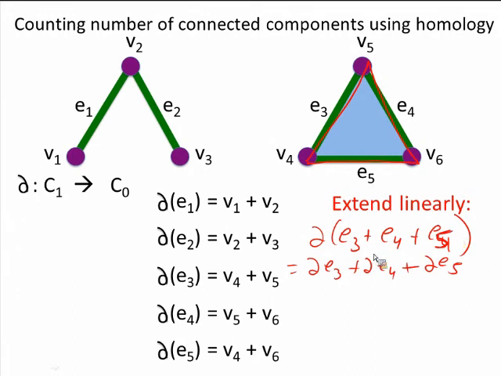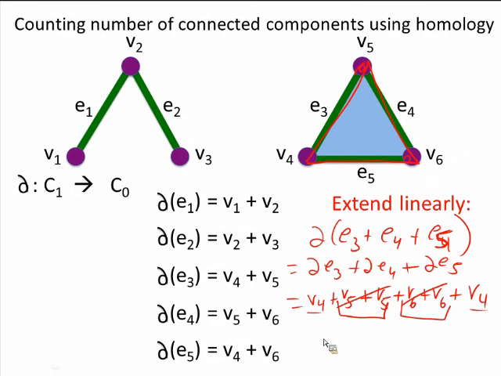So I want to do E3 plus E4 plus E5. Well, the boundary of E3 was V4 plus V5. Boundary of E4 is V5 plus V6. The boundary of E5 is V6 plus V4. Well, that means I've got 2V6. That's equivalent to 0. So whenever I've got a pair of something, I can just cancel them out. 2V5 is equivalent to 0. 2V4 is equivalent to 0. And so my boundary is 0. Any questions on that one?